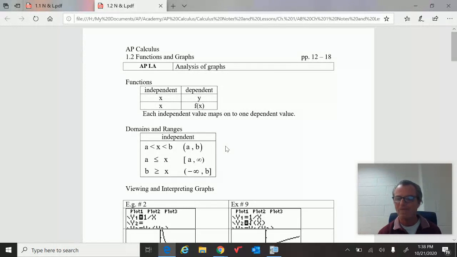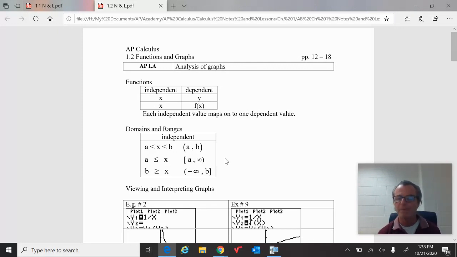If a is less than or equal to x, then x is larger, a is the left bound, but a is included. So a would get a bracket, and you would go to the right without bound, and infinity always gets parentheses.